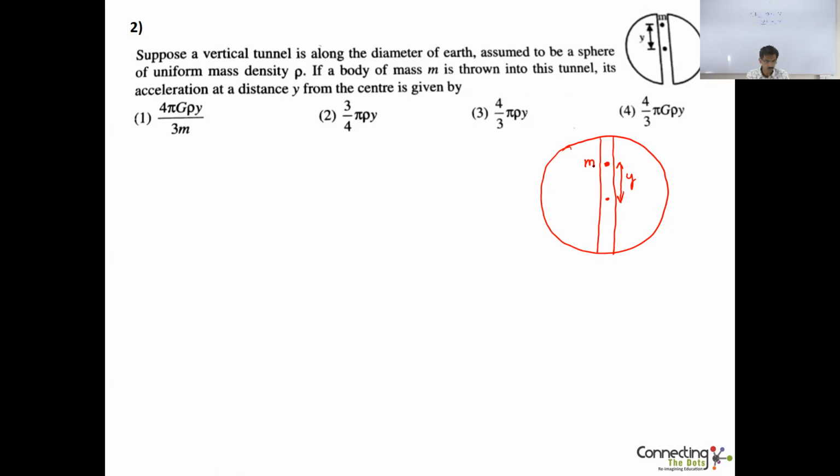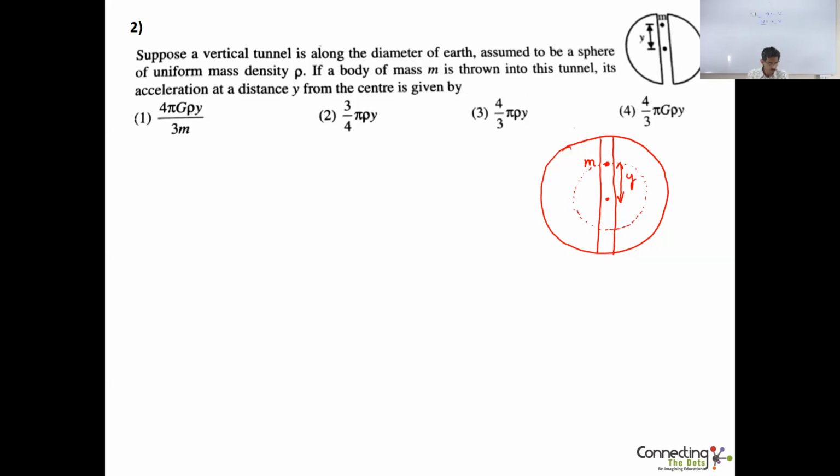So now the approach to this will be to calculate the force acting on the body when it is there, and then divide it by its mass, so we get the acceleration. So that is essentially what we're going to do. So the important thing here is to find out what force is acting on it. The force acting on it depends on the part of Earth which is here. So we take the inner part here, which has a radius of y, and that part of the Earth only is exerting a gravitational force on this object.